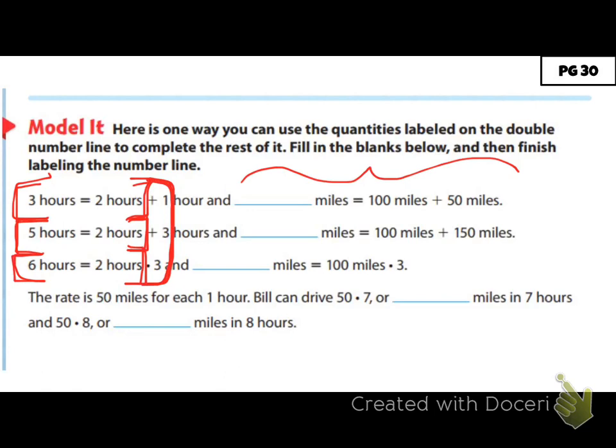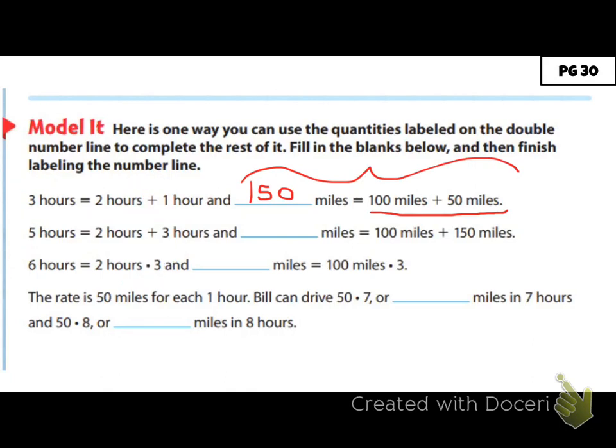So looking at it, you have 3 hours equals 2 hours plus 1 hour. And blank miles, how many miles is 100 plus 50? It's 150 miles. Okay? So now you know that we're comparing this to here. So 100 miles plus 150 miles goes in this blank. What is 100 plus 150? You should get 250 miles.